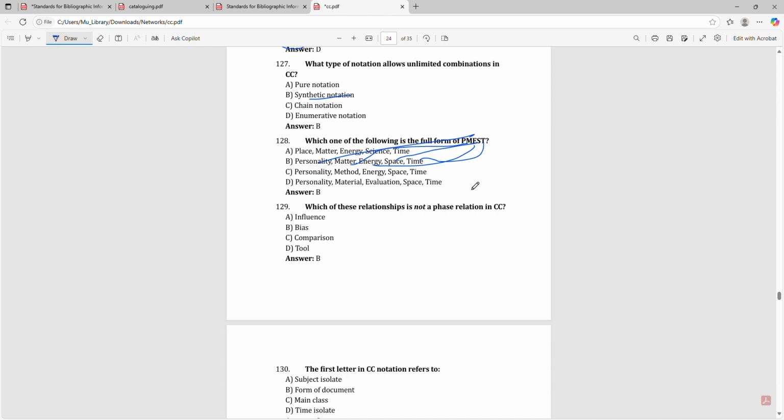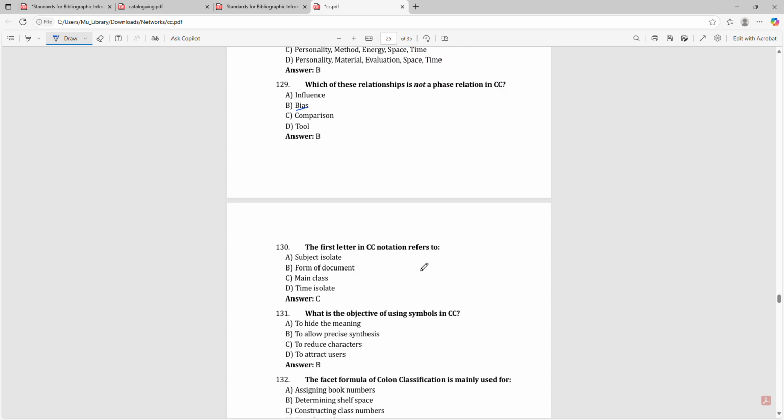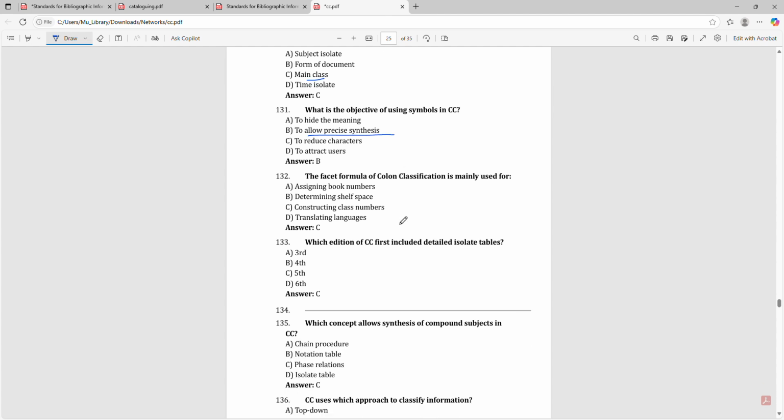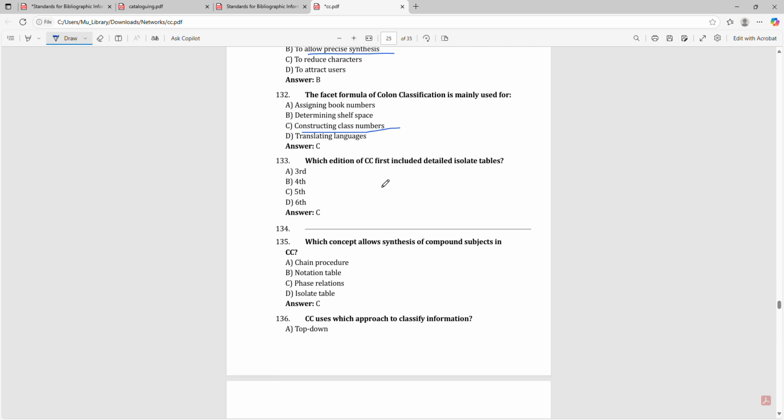time. Which of these relationships is not a phase relation in CC? That is bias. The first letter in CC notation refers to the main class. What is the objective of using symbols in CC? To allow precise synthesis. The facet formula of CC is mainly useful for constructing the class number. Which edition of CC first included detailed isolate tables? That is fifth edition?